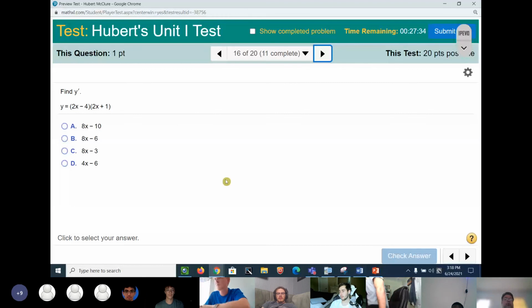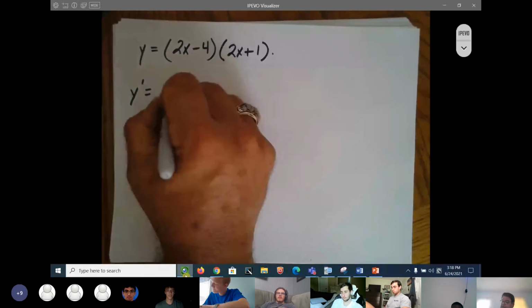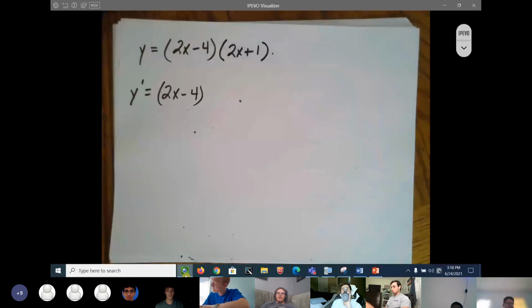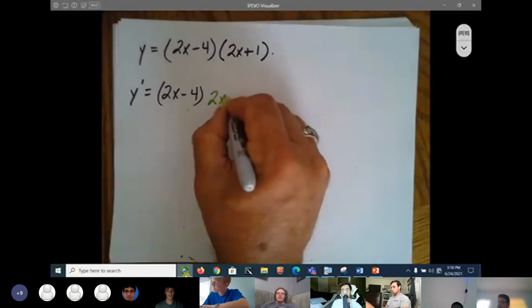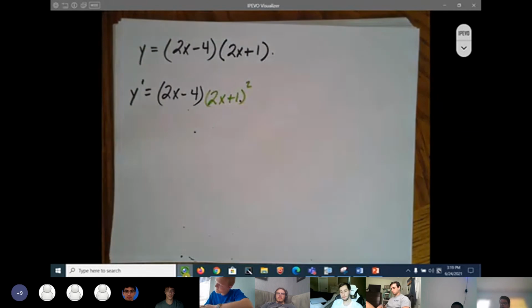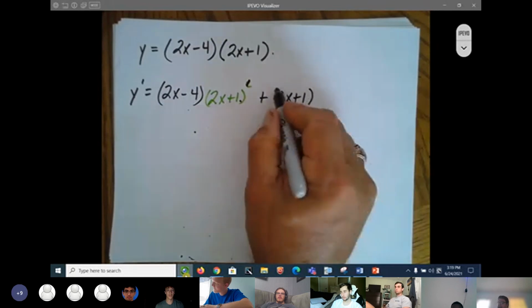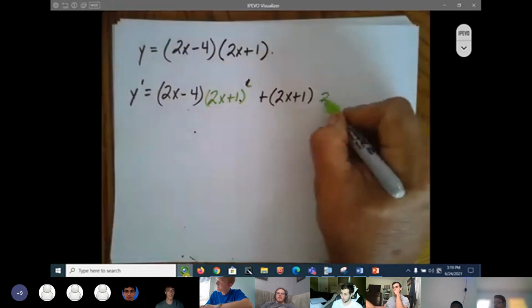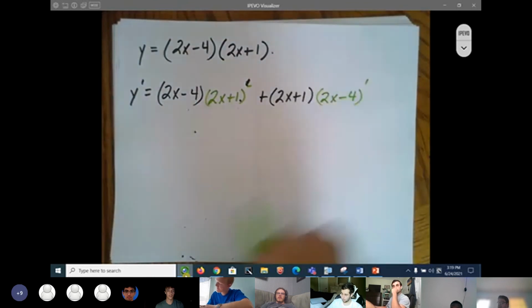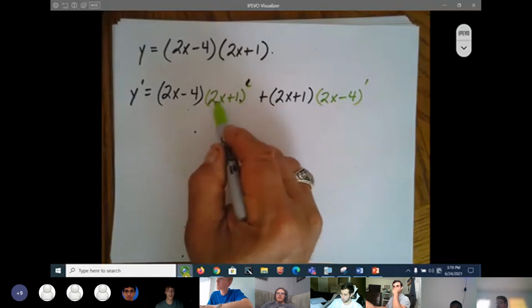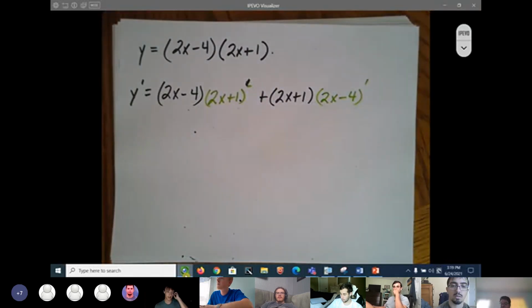y is equal to 2x minus 4 times 2x plus 1. y prime is equal to the first times the derivative of the second, plus the second times the derivative of the first. Did y'all see what I did there? I wrote the derivative up here of this. I ain't kidding you, I think my brain is mush.